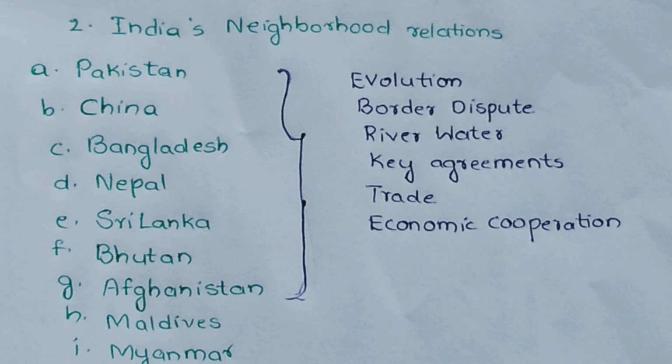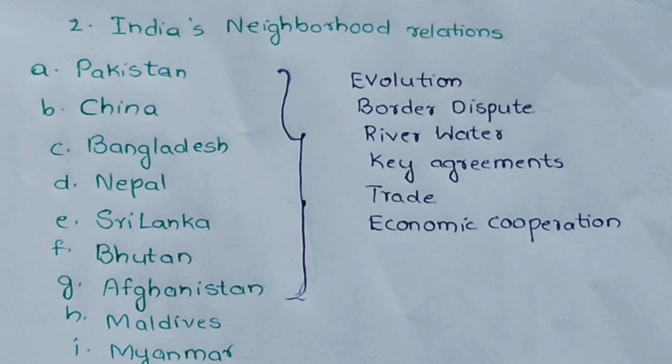You have to also understand what are the key agreements that have been made in order to solve the disputes, and you have to understand whether there are any military related agreements between these countries. You have to understand the trade that is happening between India and other countries. You have to understand the economic cooperation that India is getting from these countries, or India is providing to other countries. So like that, in each and every aspect you have to understand the relations with neighborhood countries.